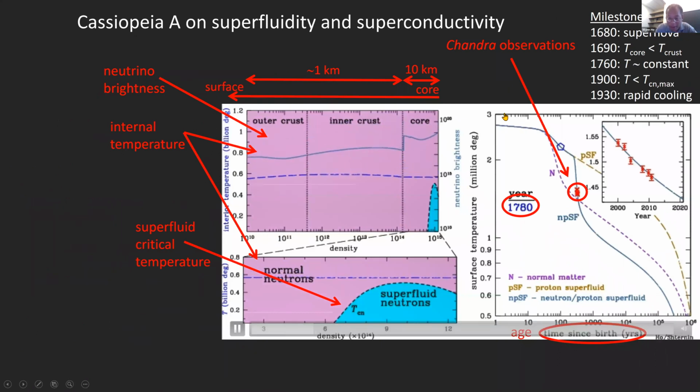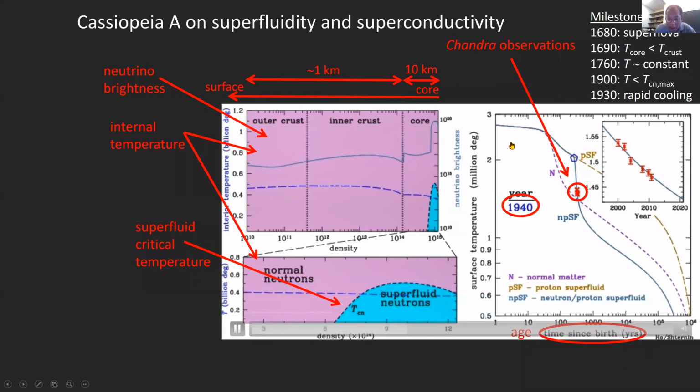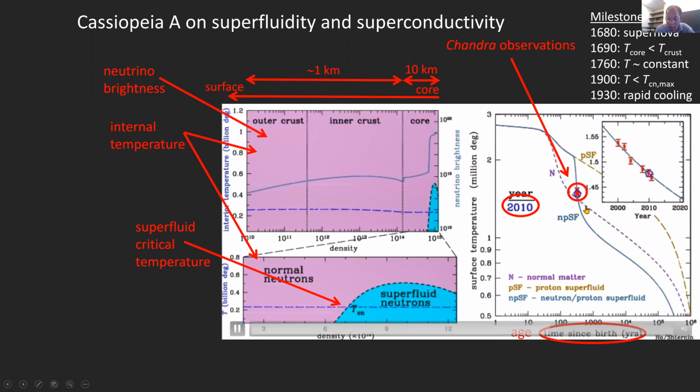Okay, so let me summarize this all in an animation, which is shown here. I hope you can all see this animation as it's progressing. What's shown on the right panel here is a plot of surface temperature as a function of time. The 3 curves are as follows: this dashed curve that I've labeled N is if I assume that all the neutrons and protons in the neutron star are normal, and they never become superfluid or superconducting. So this dashed curve is how the neutron star cools over time.